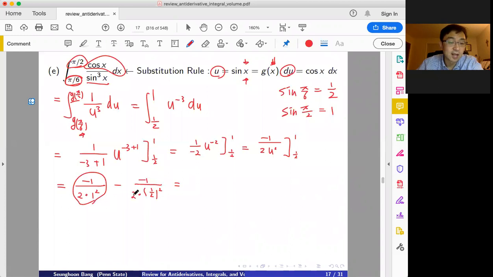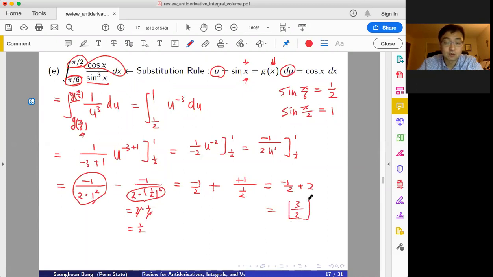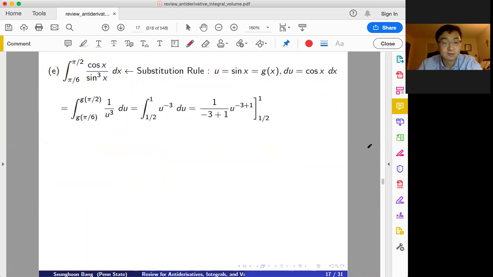So what's that? This is negative 1 over 2 minus negative 1 over, so 2 times 1 over 2 squared is 2 times 1 over 4. The 2 is crossed out. We have 1 over 2. Minus 1 over 2 changes to positive, and 1 over 2 is only 2. So we have 3 over 2. This is the answer to this question. This is the idea.